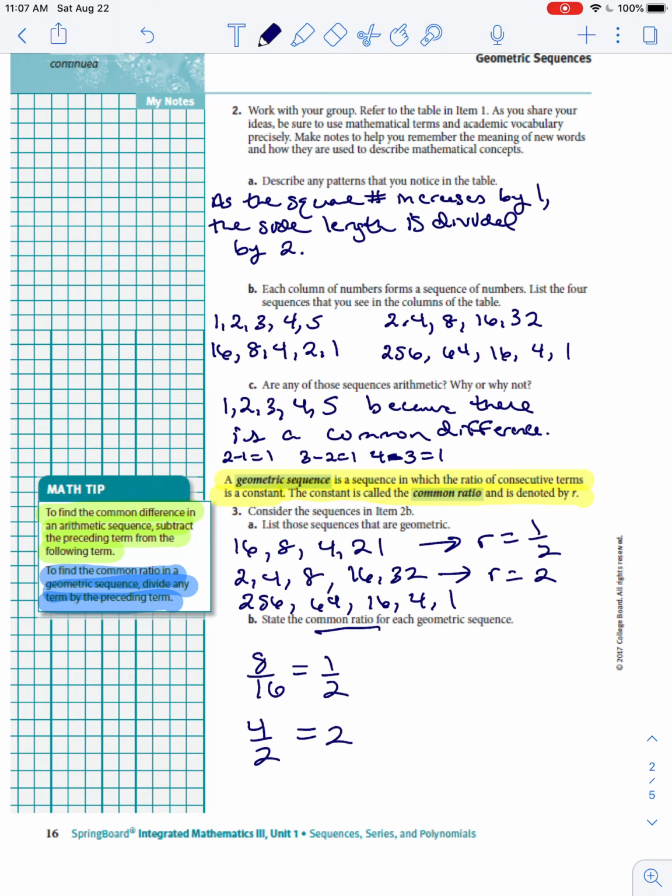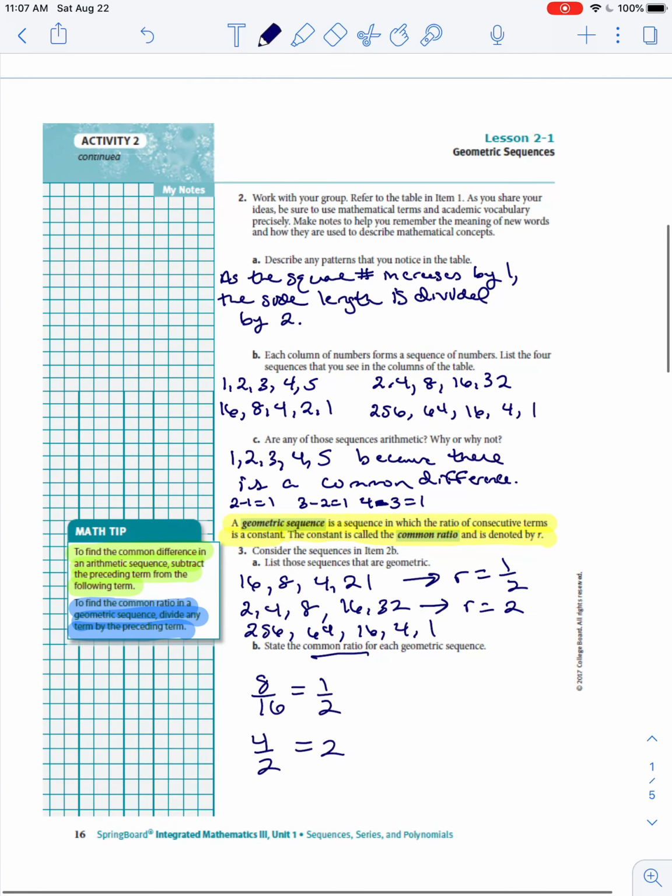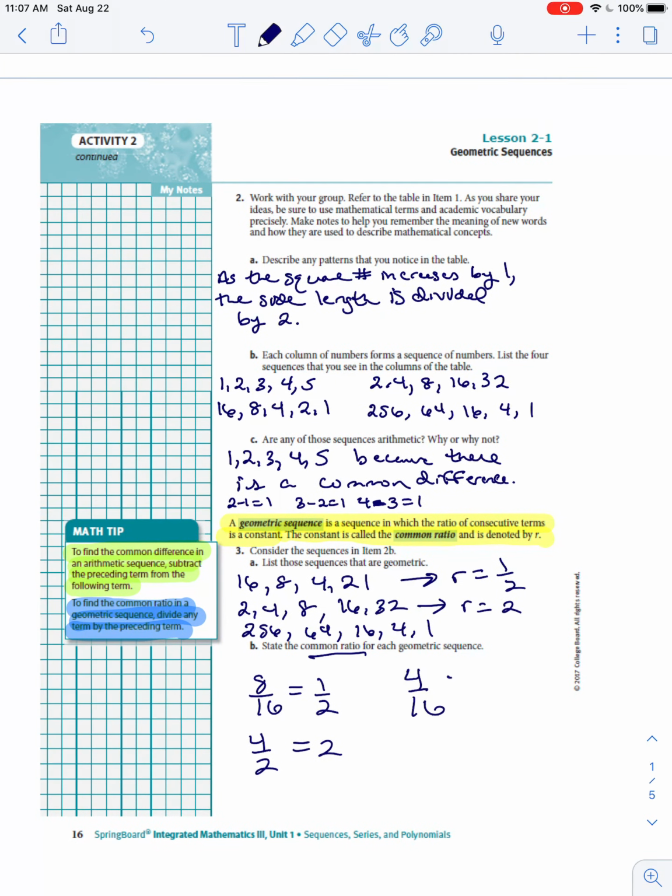And our very last one, you could use any 2 terms. If I don't feel like doing the big ones, I can just look at 4 divided by 16. And I know that gives me 1/4. So my ratio here is going to be 1/4 for that sequence. So that's how you find a common ratio.